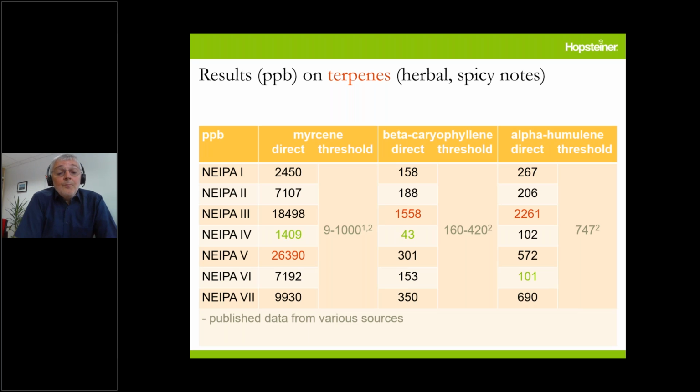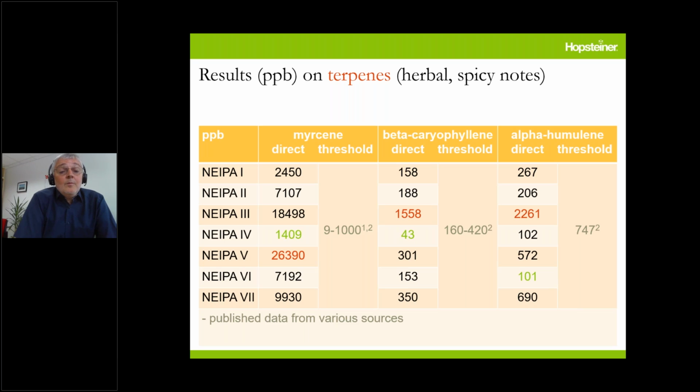There are several publications with very different numbers. Sometimes the threshold was determined in beer, sometimes in water. This is not unusual for threshold determination, but in the end, it's nevertheless a good tool to compare what we have here in the New England IPAs as compared to the range given in literature. And let's start with myrcene.